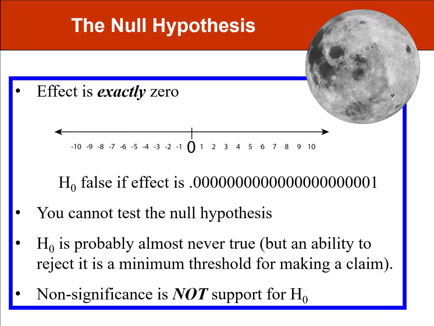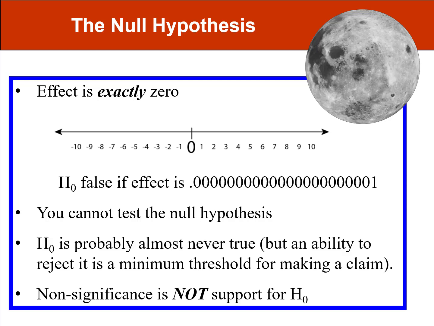I also want to clarify a few important points about the null hypothesis. So recall that the null hypothesis is that in the population, the effect is zero. So for example, if I do a study and I investigate a difference between two groups, the null hypothesis is that in the population, there's no difference between the groups and the mean difference is zero.